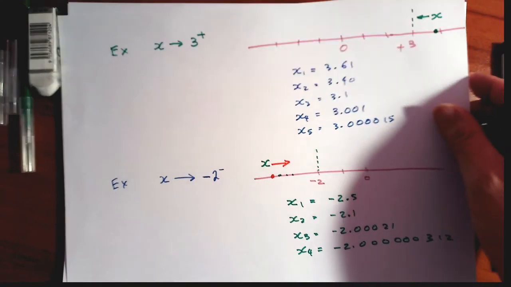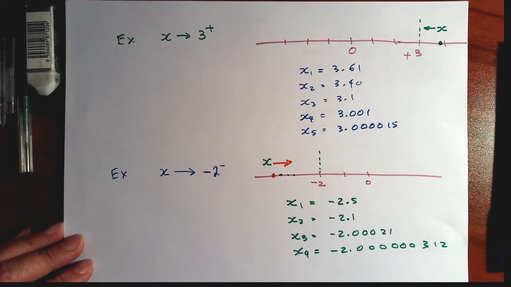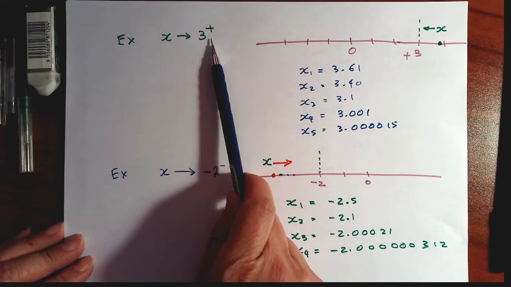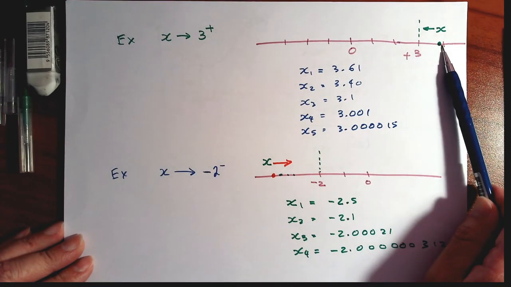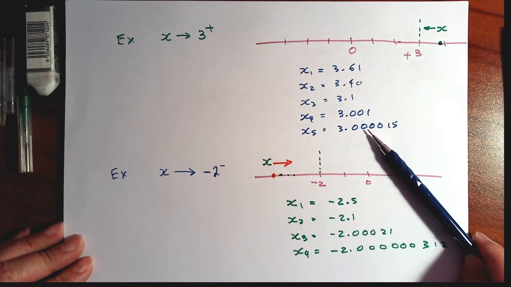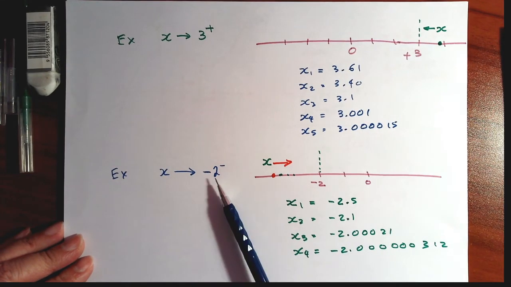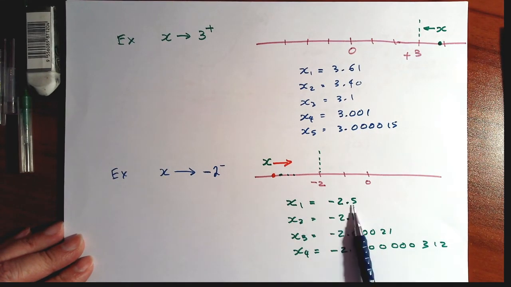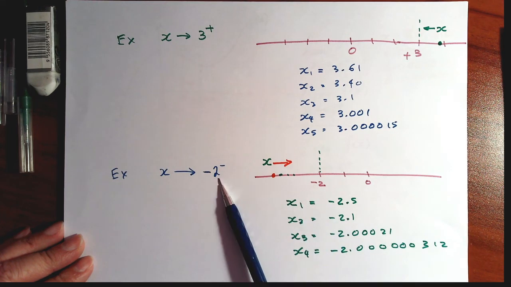Here's another example, page 2. X approaches 3 plus, so x comes in from larger than 3. From a smaller value, x approaches this number from a smaller value. And the number itself is a constant, and it could be negative, or positive, or 0.